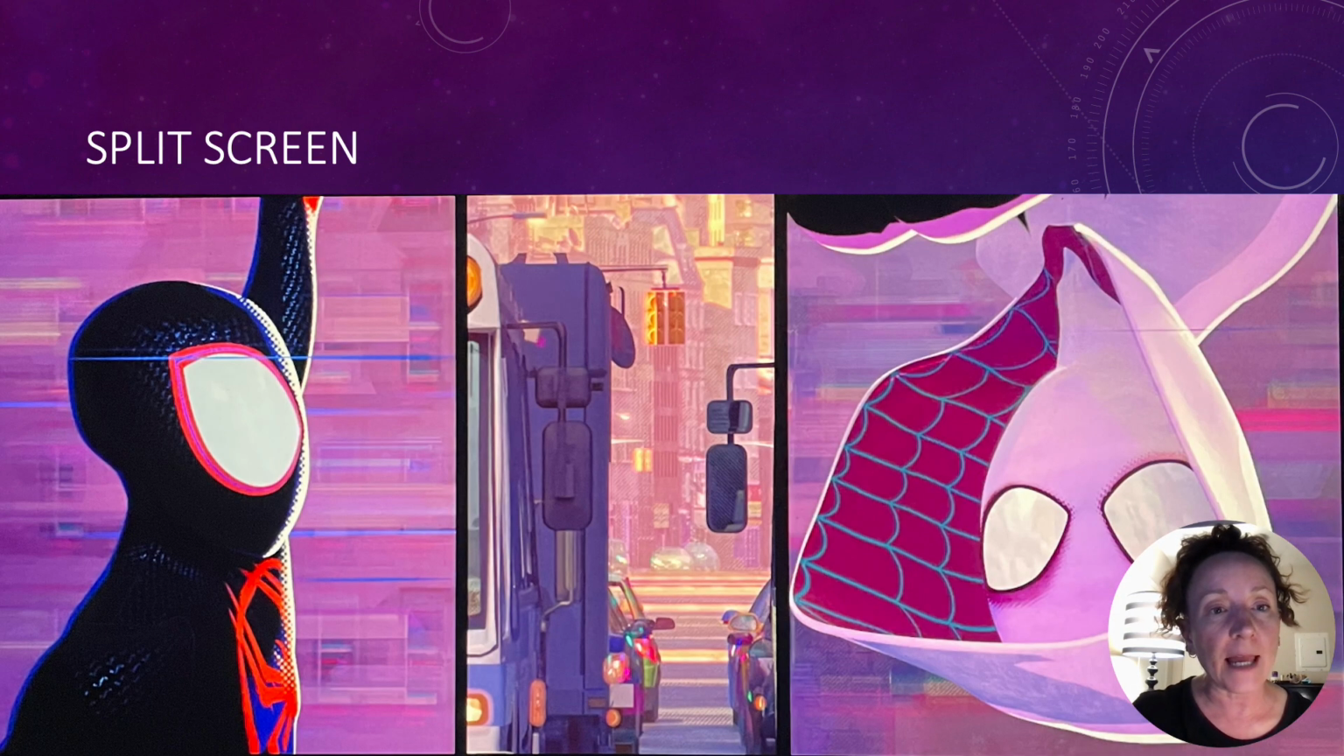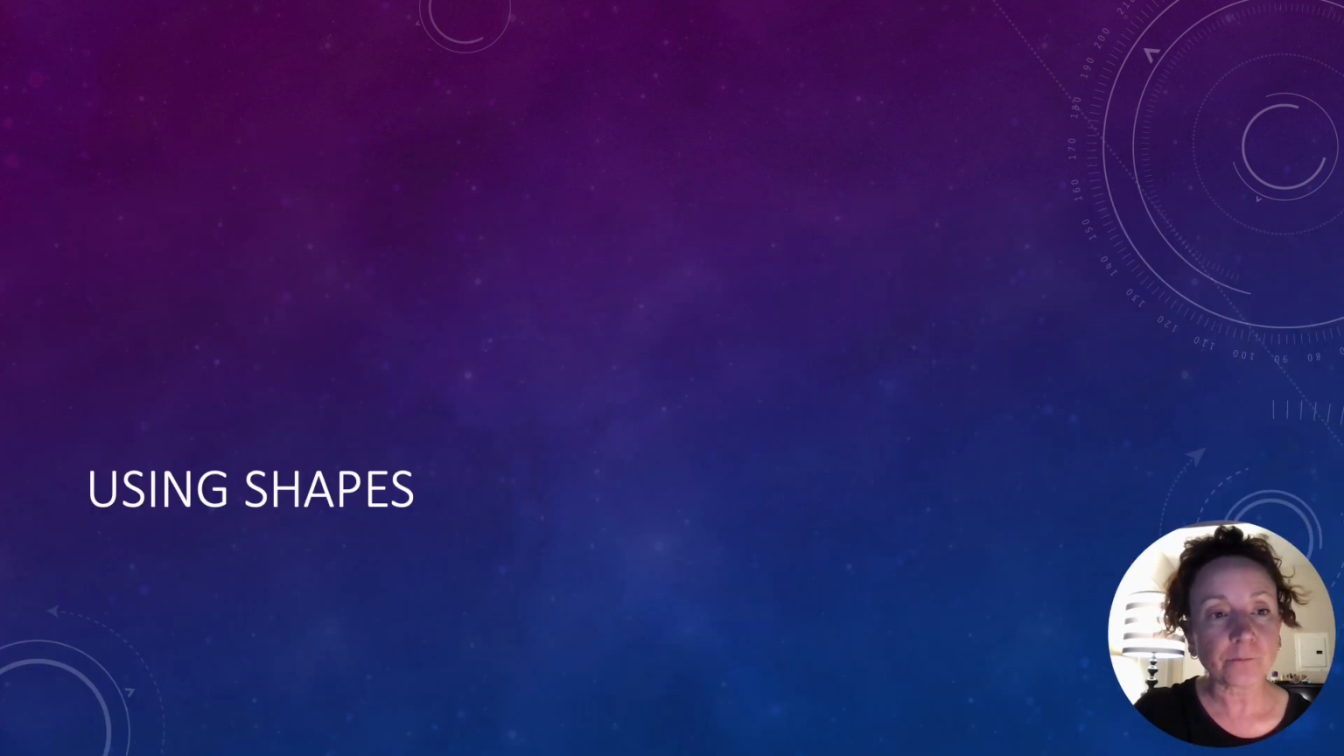Okay, so next, here's another split screen, now vertical. Now we see him over here, her over here, and we see what they're looking at. We see him looking in, we see her looking in, and we see what's going on. Again, it gives us different perspectives, incorporates all of the characters and what they're seeing, and gives a little bit of dimensionality to the whole thing.